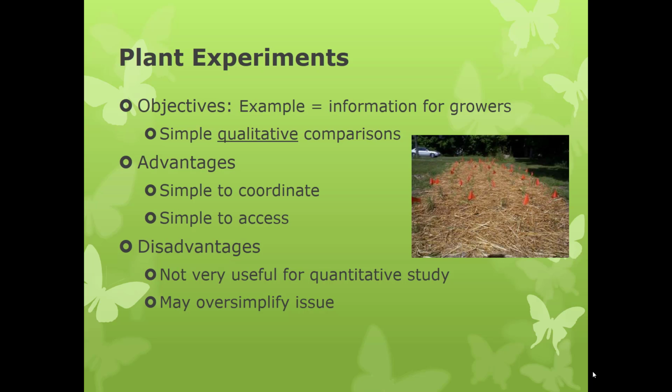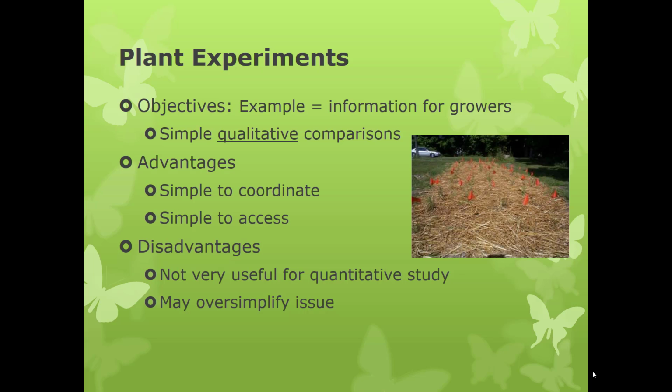All right, so with the objective of a plant experiment, keep in mind that if you are an extension agent and you are just generating information for growers that's not going to be peer reviewed, you can actually use really simple qualitative comparisons. Qualitative, keep in mind, means categories like yes or no, pregnant or not pregnant on the animal side, yes it grew or no it didn't on the plant side, those types of things. Some advantages to these qualitative comparisons are that they're really simple to coordinate and assess, and you can do that in a pretty timely fashion.